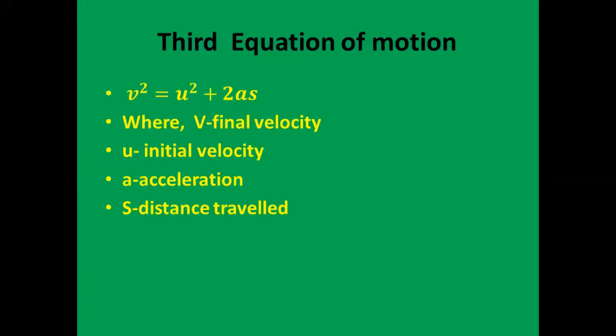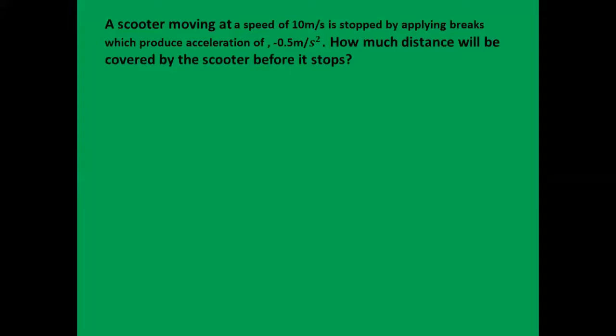So now we have the first three equations of motion. Now we are moving to solve a problem using the third equation of motion. The problem is: a scooter moving at a speed of 10 meter per second is stopped by applying brakes which produce an acceleration of minus 0.5 meter per second square. How much distance will be covered by the scooter before it stops? So read the question carefully, then we can try to solve this problem.